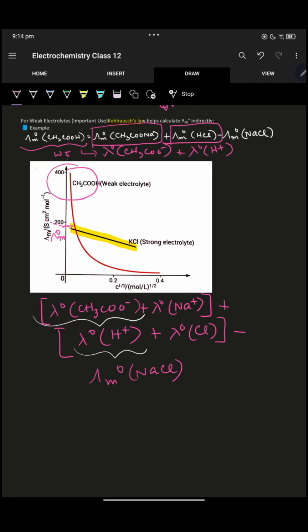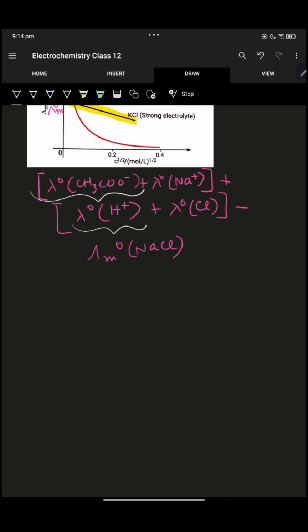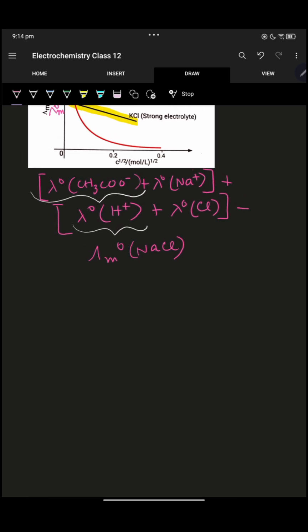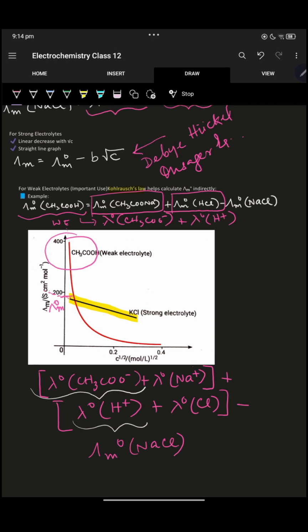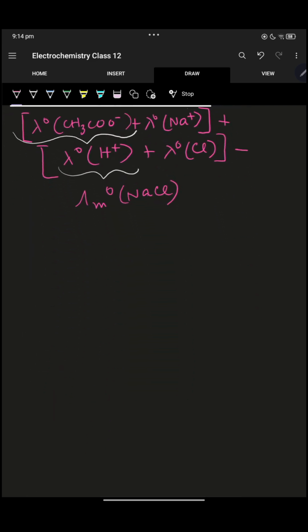which is a weak electrolyte, with the help of the limiting molar conductivities of strong electrolytes using Kohlrausch's law. There are other applications also of Kohlrausch's law. This was the calculation of the molar conductivity of a weak electrolyte at infinite dilution. What you have done is calculate the molar conductivity of the weak electrolyte acetic acid using the strong electrolytes HCl, sodium acetate and NaCl, at infinite dilution.